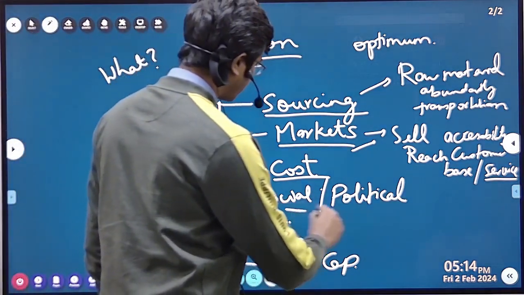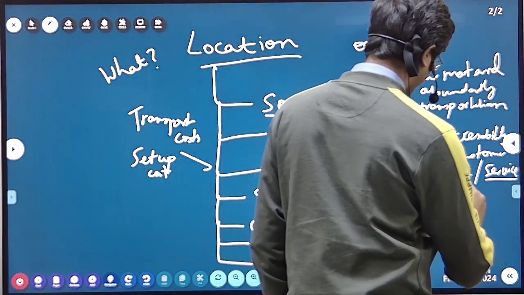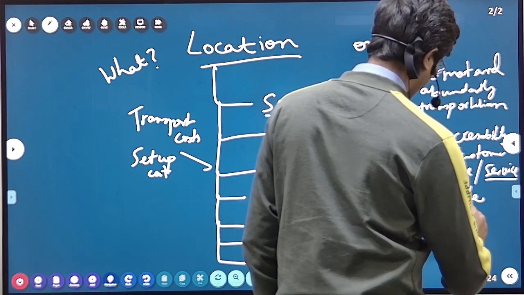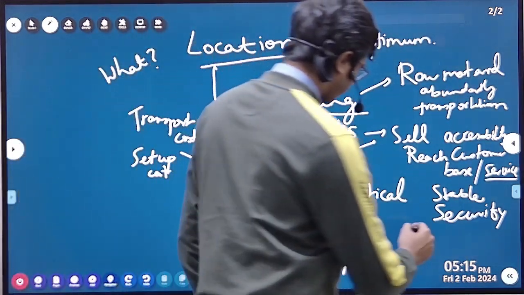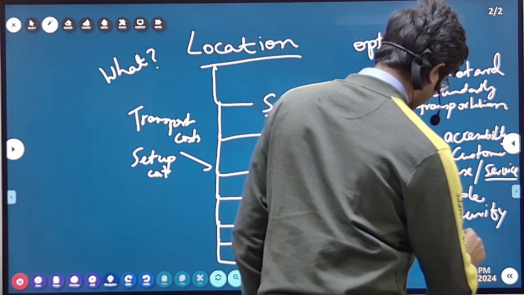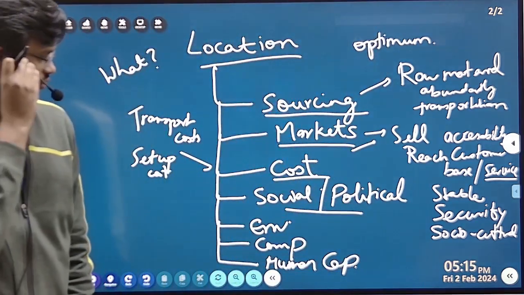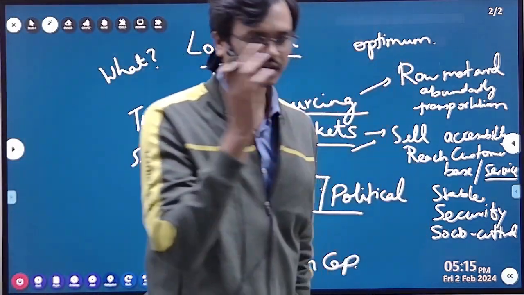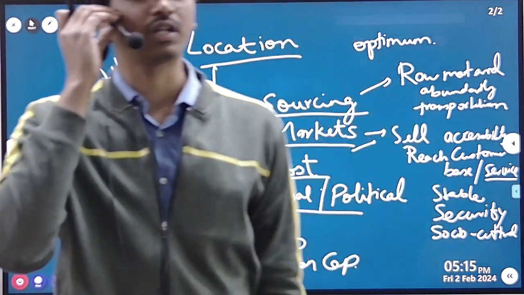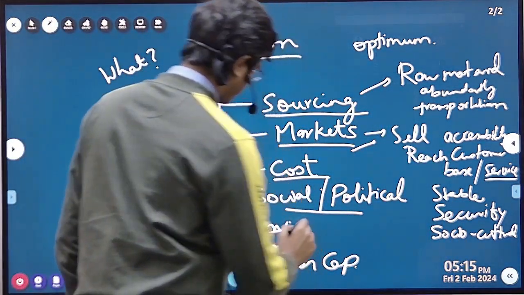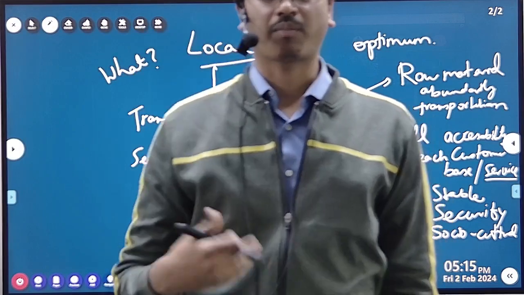And the social and political issues. Political, as in it should be very stable. You should have ample security, where your workforce feels secure, and you have to look at socio cultural integration. Your company, wherever it is, should not offend the culture of that local area, right? And environmental.